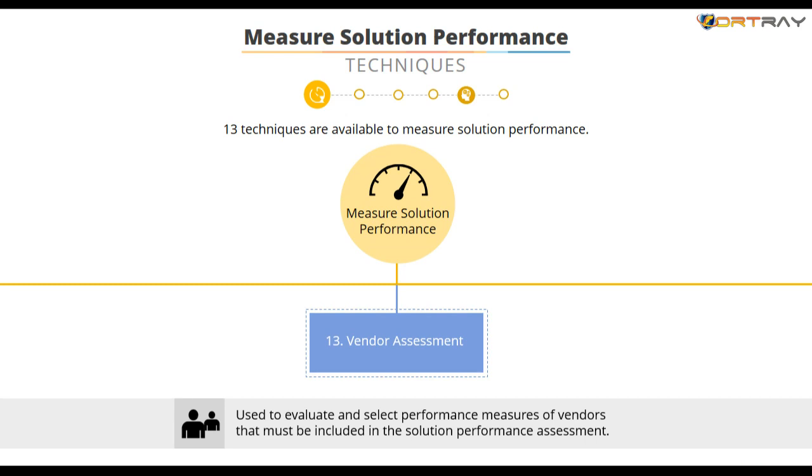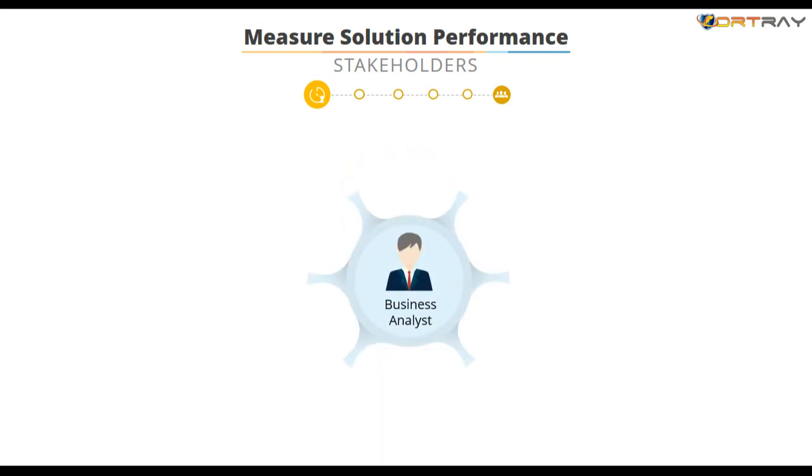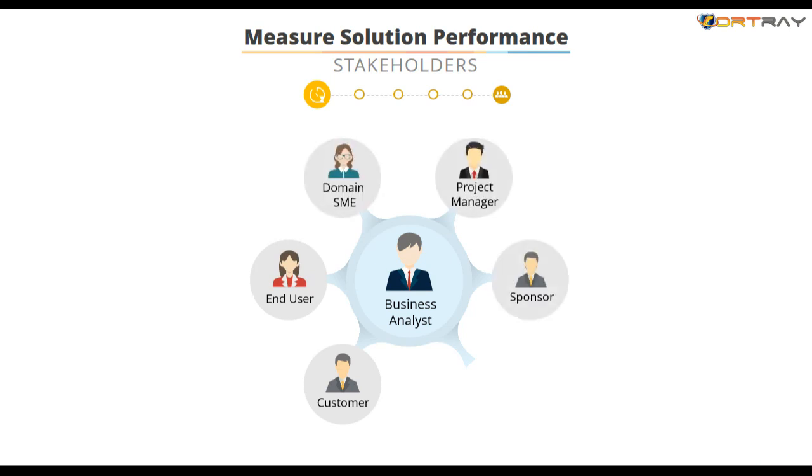Let's next discuss who the stakeholders of business analysis are in the measure solution performance task. While measuring solution performance, the business analyst may involve the customer, end user, domain subject matter expert, project manager, sponsor, and regulator. The customer and end user may provide feedback on solution performance.